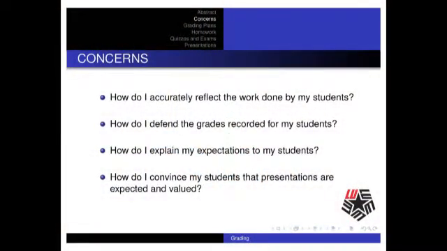Modulo sum, right? And then how do I convince my students that the presentations are expected and valued? So I was either brave or incredibly wimpy that first semester. It depends on kind of your perspective.